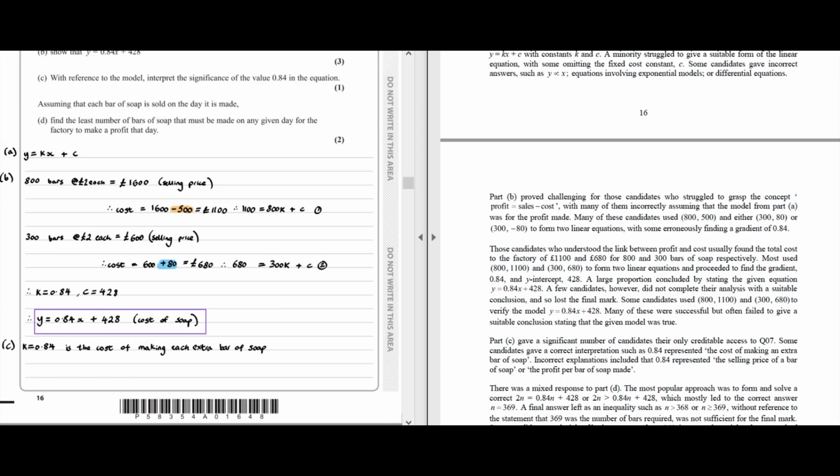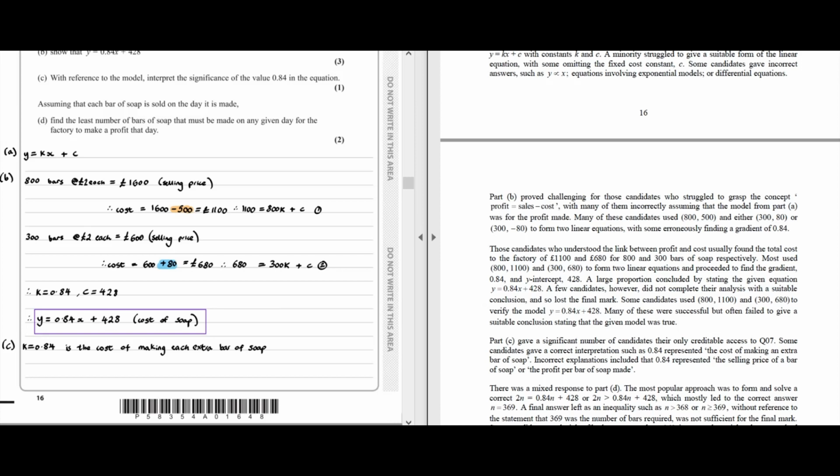So I was unsure to do that at first, but I guess from reading the examiner reports that seemed totally legit, but you have to give a conclusion with it. Part C, we had to talk about what the constant k equals 0.84 meant.